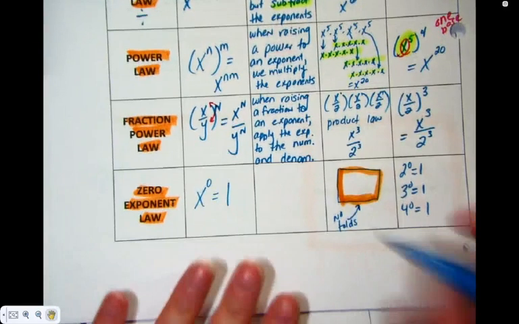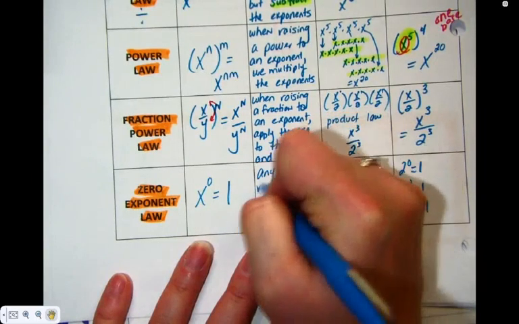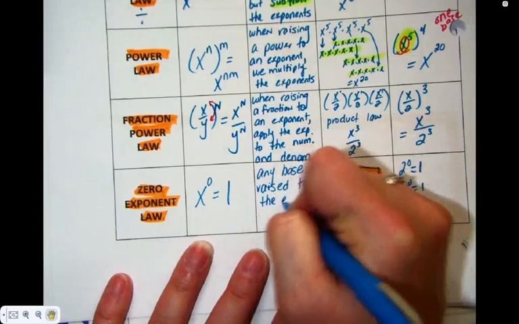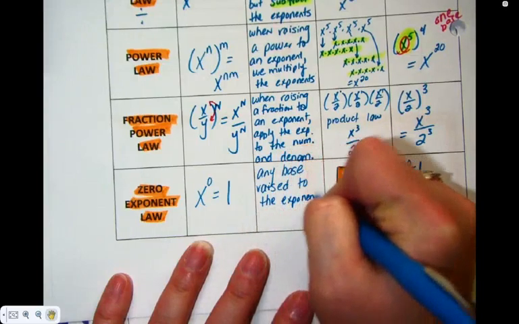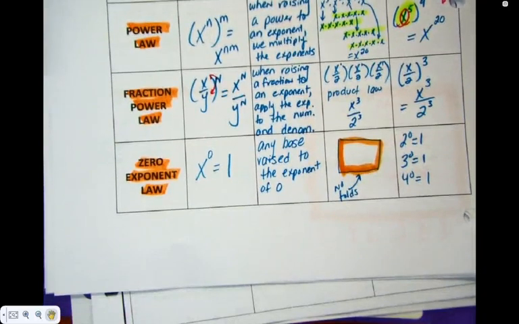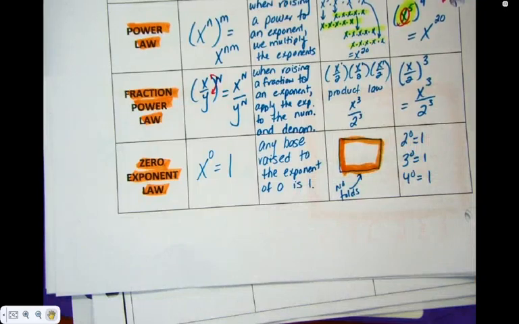The explanation in words: any base raised to the exponent of 0 is 1. Any base raised to the exponent of 0 is 1.